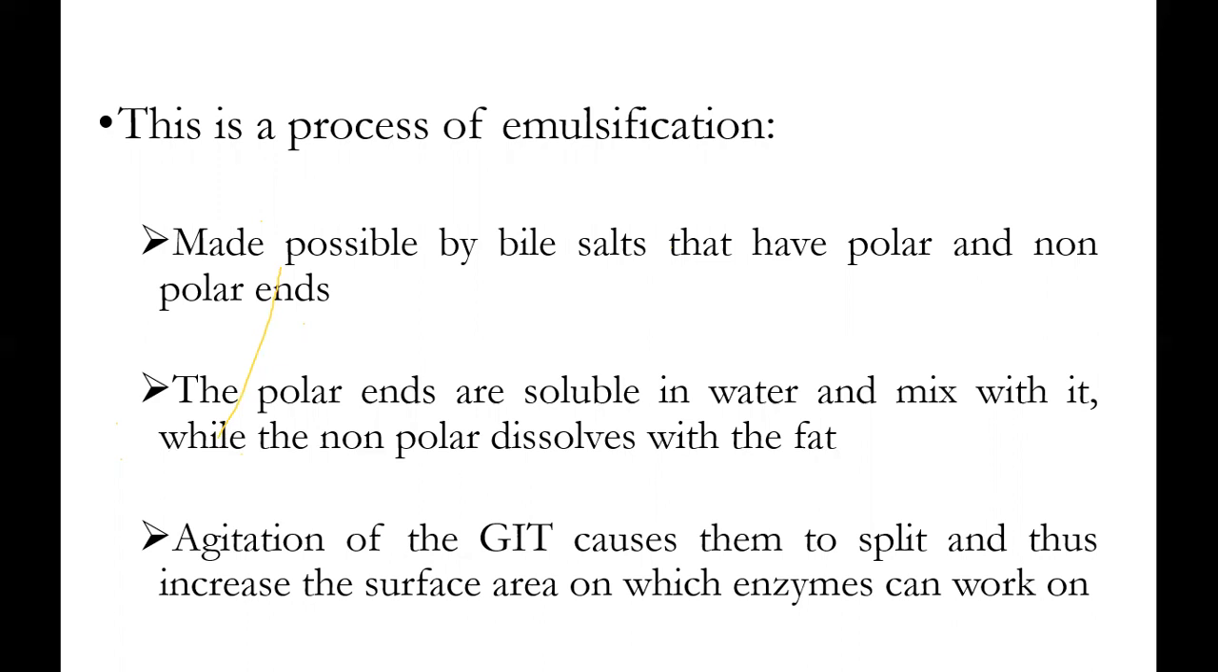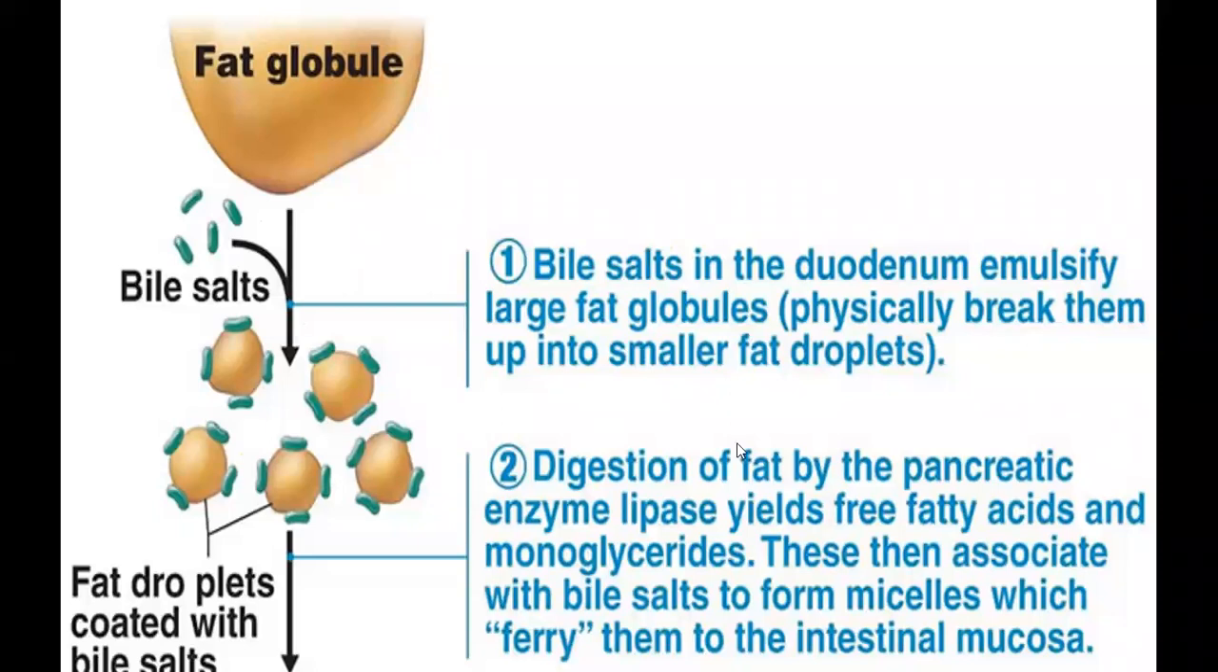So it will be able to emulsify the fat, exposing the surfaces that can be worked on by a lipase. A lipase requires that the fat globule be emulsified into fat droplets, and these fat droplets will expose the sites where the enzyme is going to work. So we have the bile salts in the duodenum that emulsify large fat globules. This is a physical breakdown of fat globules into smaller fat droplets. The digestion of fat by the pancreatic enzyme lipase yields 3 fatty acids and monoglycerides. These then associate with the bile salts to form the micelles, which ferry them to the intestinal mucosa. So after the digestion of fat, they'll be converted into micelles, and the micelles will be transported to the intestinal mucosa for absorption to take place.